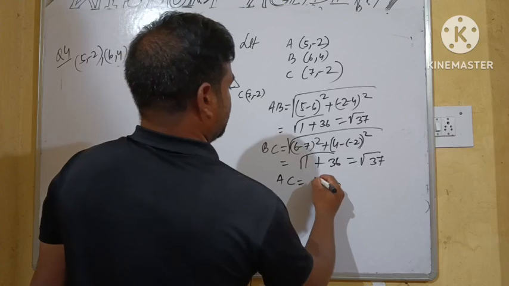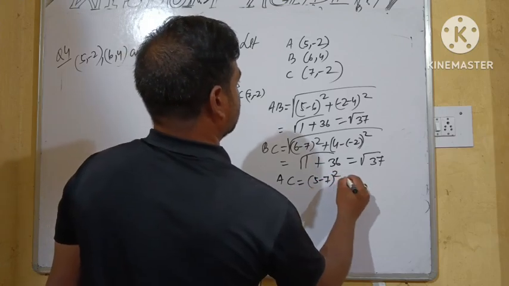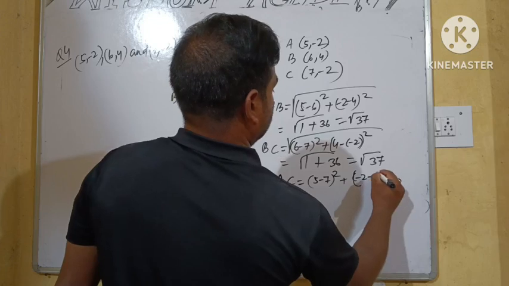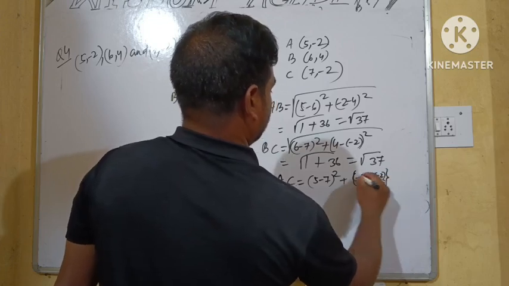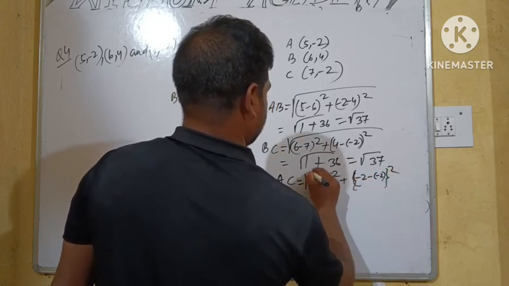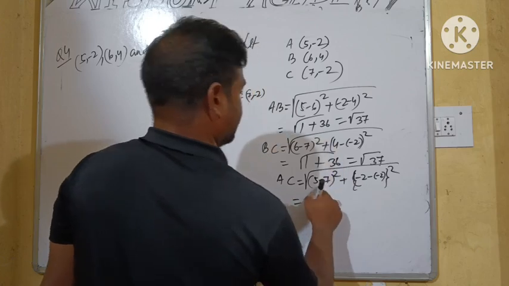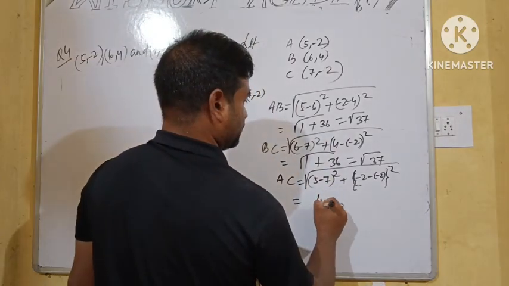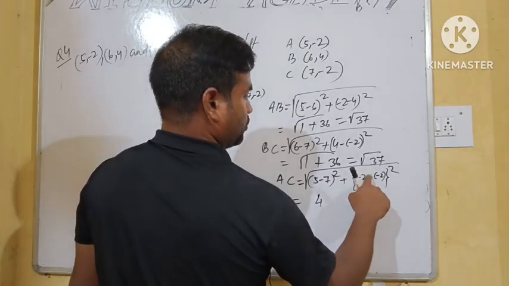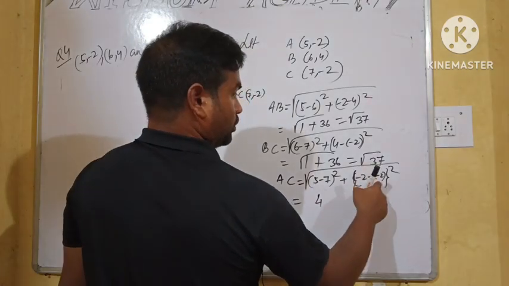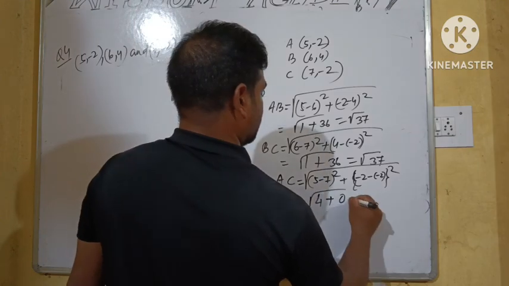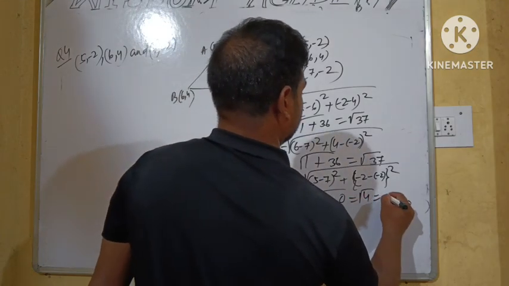AC will be square root of (5 minus 7) the whole square plus (-2 minus (-2)) the whole square. 5 minus 7 is minus 2, minus 2 the whole square is plus 4. Minus 2 minus minus is plus, minus 2 plus 2 is 0. So 4 under the square root is 2.